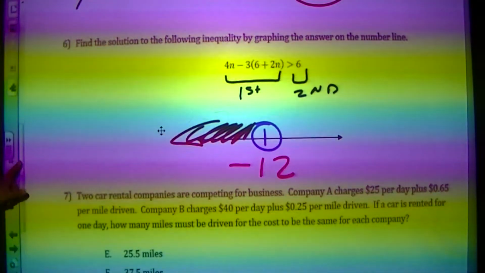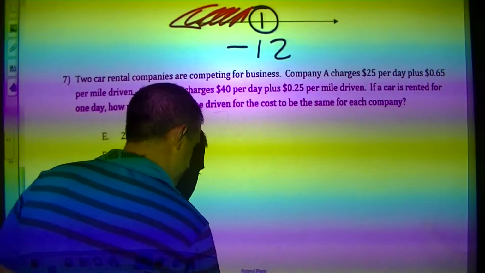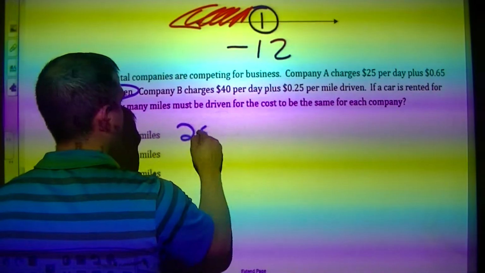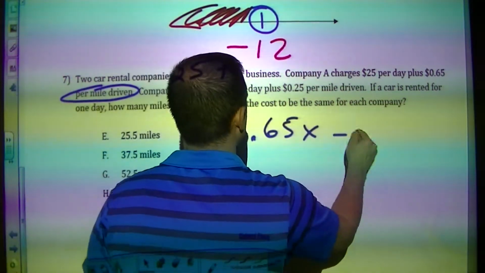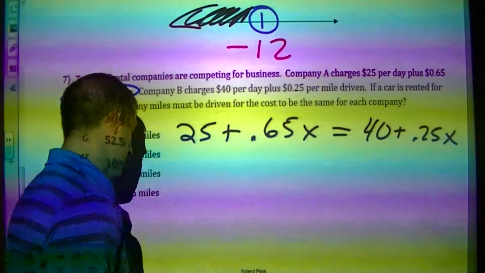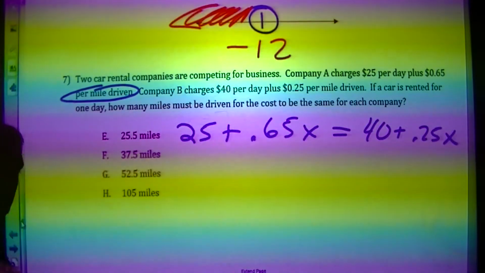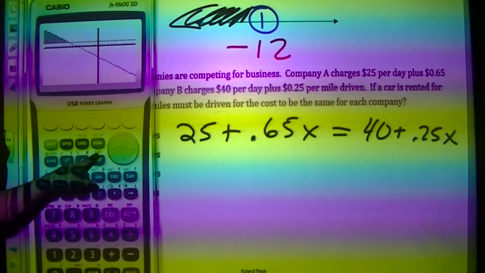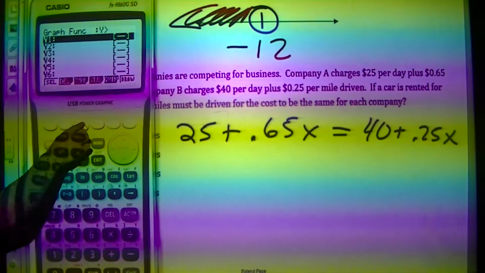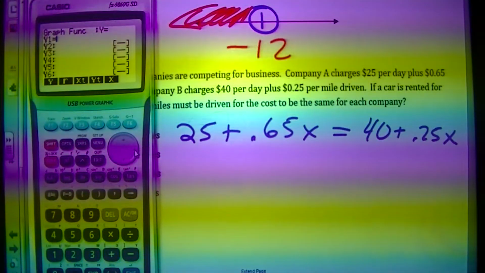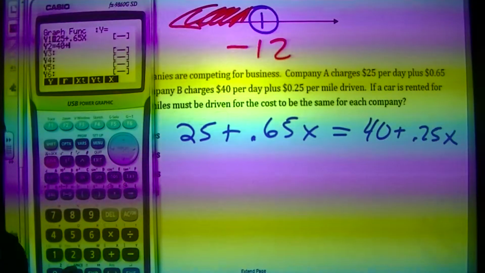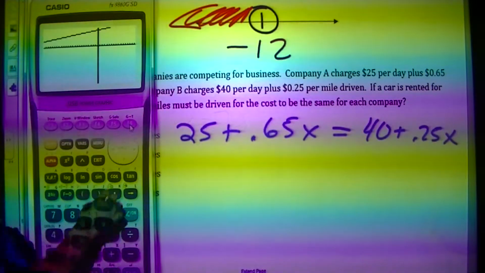Two rental car companies charge $25 per day plus per mile driven, so 25 plus 0.65x equals $40 a day plus 0.25 per mile. I'm going to go back into the same section and exit. Now I'm deleting, doing type, y equals, and starting my process: 25 plus 0.65x, 40 plus 0.25x. I'm drawing it.